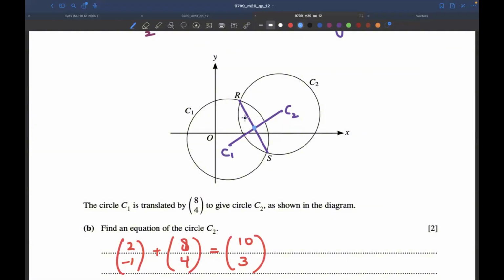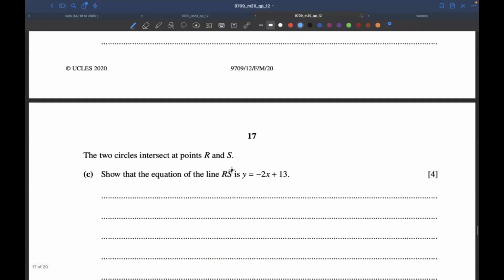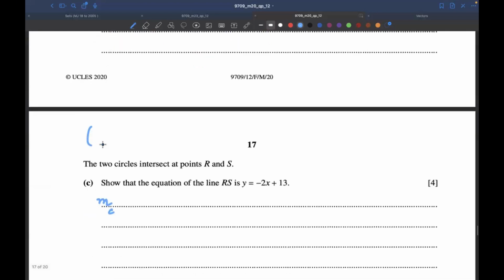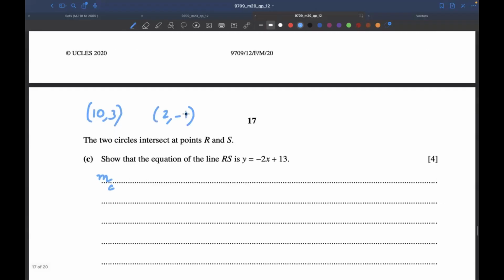Now, to show that the equation of the line RS is this, we'll first find the gradient of the centers. So the coordinates of the centers were 10, 3, and the other was 2 and -1. So finding the gradient, we'll get -1 minus 3, that will be equal to -4 divided by 2 minus 10, that is equal to -8. Now, the gradient of the line joining the centers is 1 upon 2, which means that the gradient of the line RS will be -2.